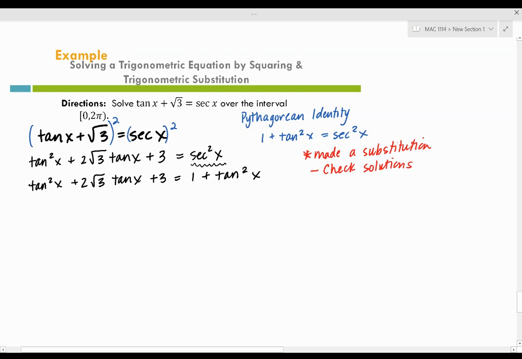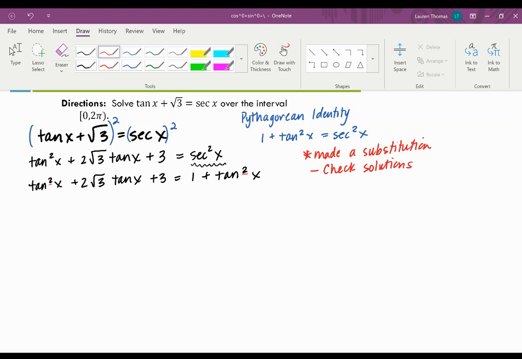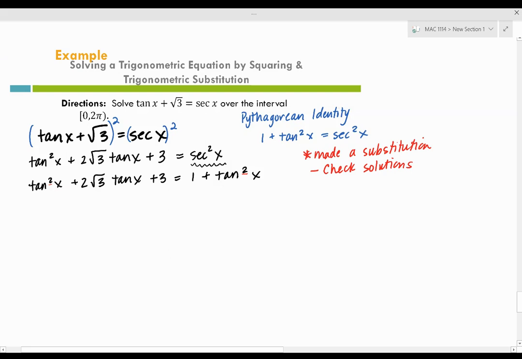Okay. The other thing that changed is that now I have an equation that has terms raised to the second power. Now I have these squares in here, okay? Which means that I need to treat this now like a quadratic equation because I made the substitution. All right, so because it's quadratic now, I'm going to set it equal to 0. So for me, anything that's on the right-hand side of my equation, I'm going to move to the left-hand side. So I'm going to subtract the 1 and this tangent squared x.